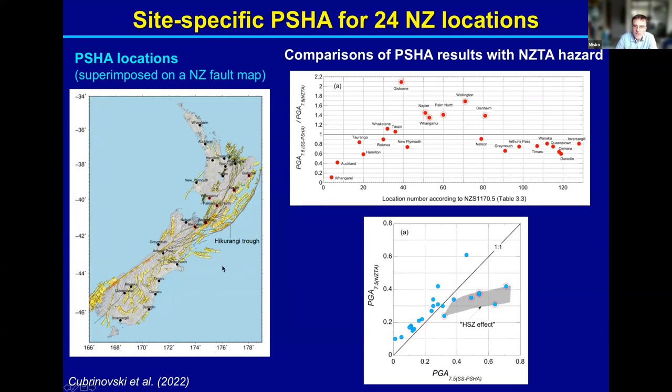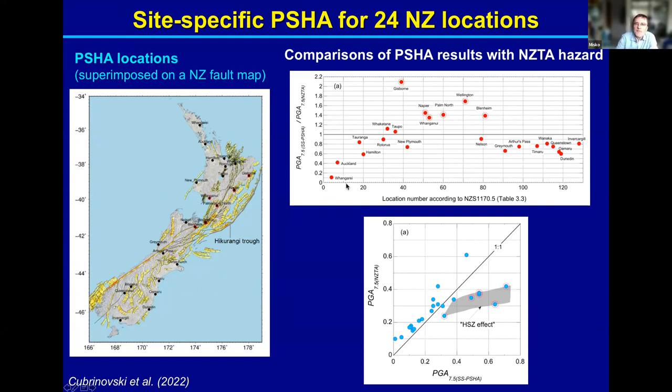There was a very careful selection process on how to identify these 24 locations. And then for each of those, probabilistic seismic hazard analysis was performed at a given location, maybe around the center of those cities or close to it, not necessarily within them.